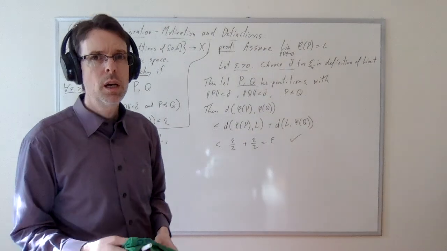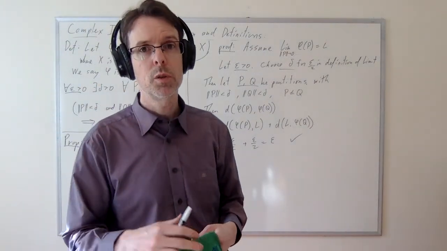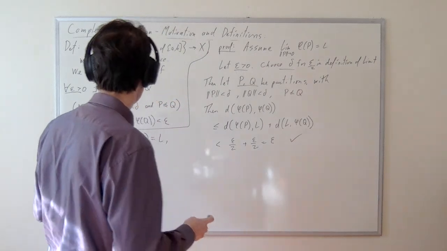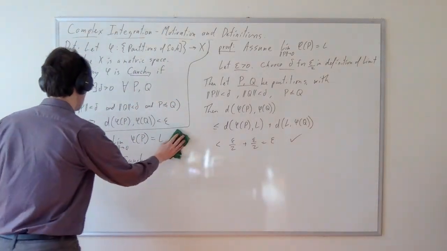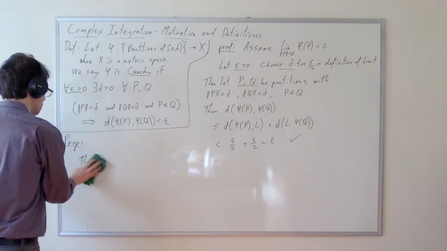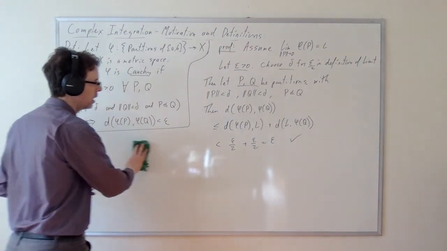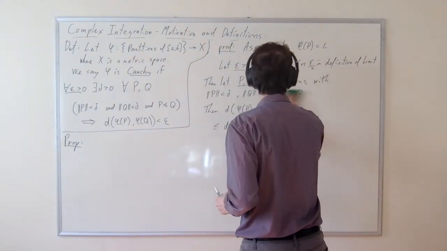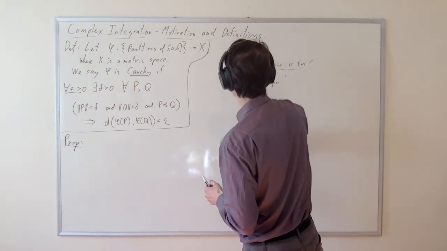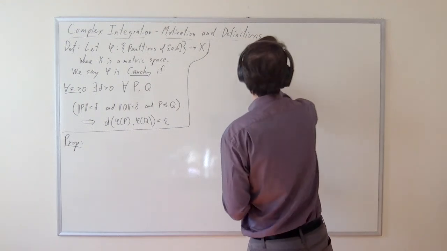So that was pretty easy. The hard part is proving that a Cauchy phi actually is a convergent phi. So let's do that next. As usual, the hard part is we don't know what it converges to. If it's Cauchy, we're not given an L. And without an L, it's very hard to prove that something converges. So the first thing we have to do is to try to figure out what it converges to.